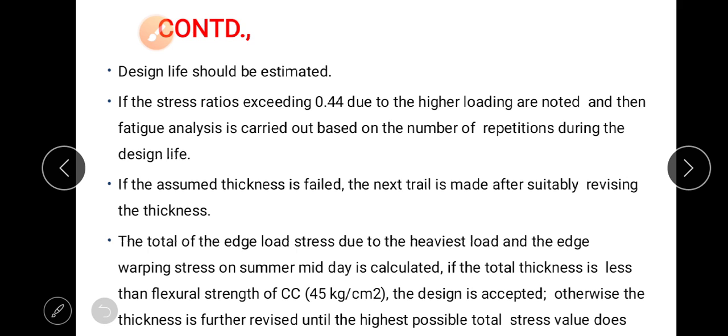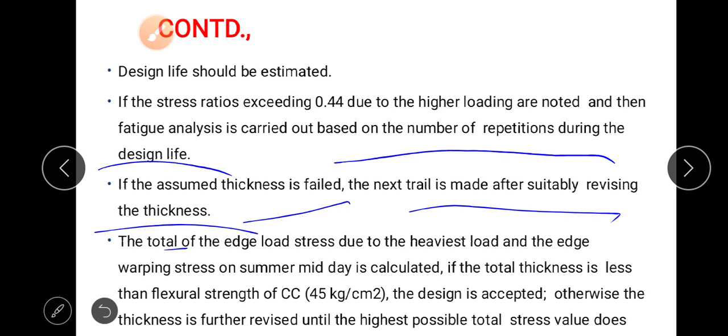If the stress ratio exceeding 0.44 due to the higher loading is noted, then the fatigue analysis is carried out based on the number of repetitions during the design life. If the assumed thickness fails, the next trial is made after suitably revising the thickness. The total of the edge load stress due to the heaviest load and the edge warping stress on summer midday is calculated. If the total stress is less than the flexural strength of CC, the design is accepted. Otherwise, the thickness is further revised until the highest possible total stress value does not exceed it.